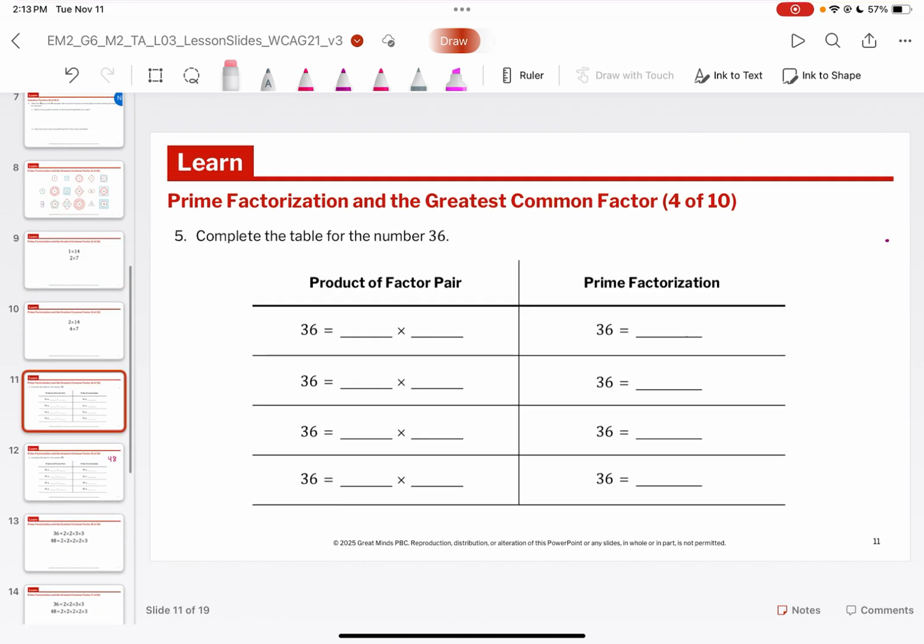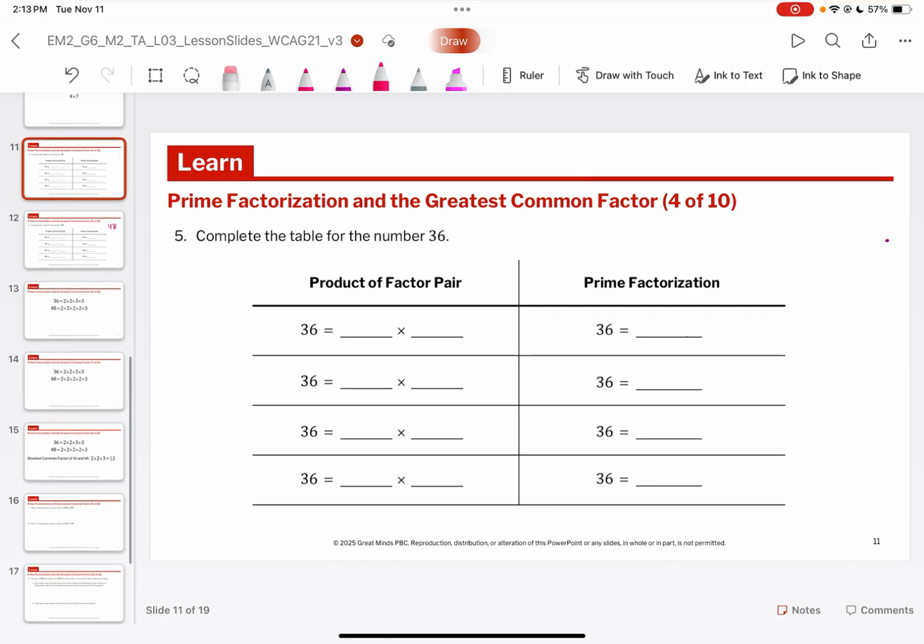Go ahead and look at problem number 5. Problem number 5. Here, I'll sit right here. I'll do it. Okay. We can find greatest common factors by doing prime factorizations. So let's break this down.